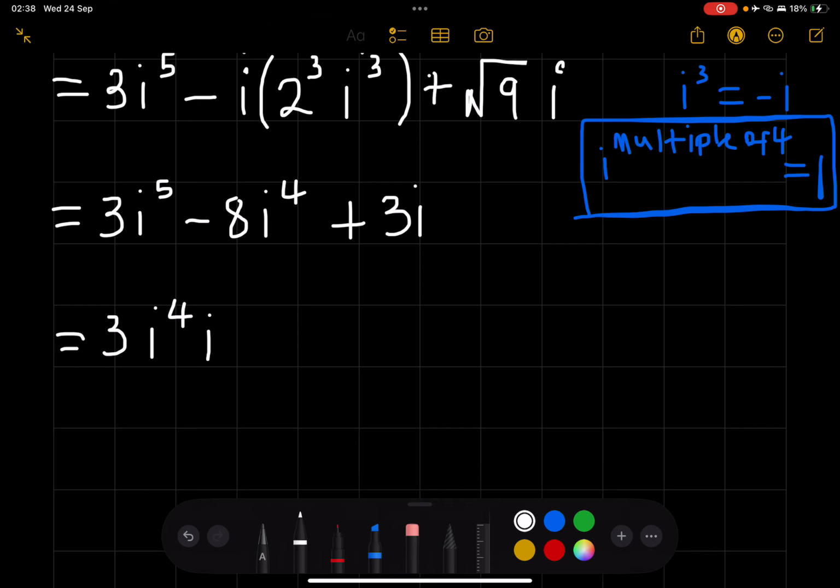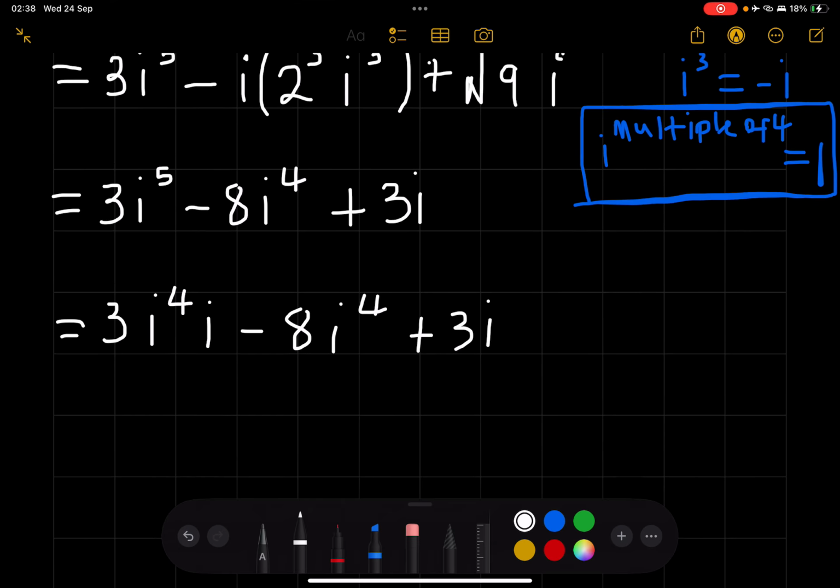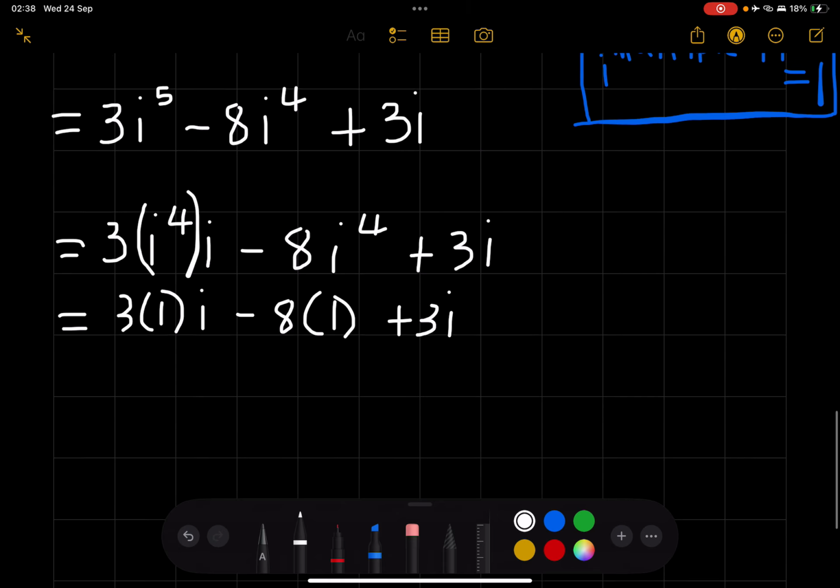Okay? And then minus 8i to the power of 4 plus 3i. Remember, we said i to the power of a multiple of 4 becomes 1. So this part here will become 1. So I have 3 times 1 times i minus 8 times 1 plus 3i, which gives me 3i minus 8 plus 3i, right? Which gives me minus 8 plus 6i.